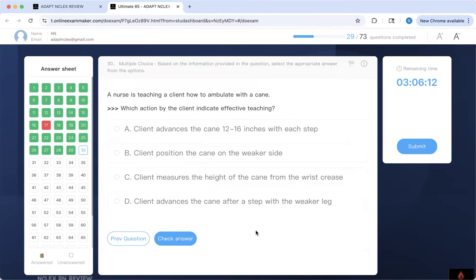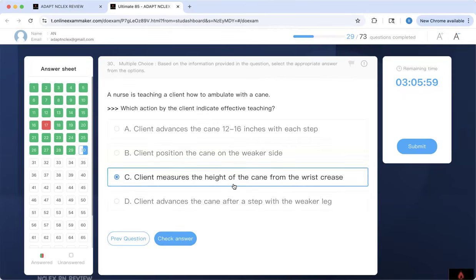Principles associated with these fundamentals of nursing. Cane, assistive device. How do you move it? That's a principle. Pick your answer. I'll give it to you. You pick it. I know you pick it. You pick your right answer because you picked this. Why? That's how you measure it from the wrist crease or greater trochanter.